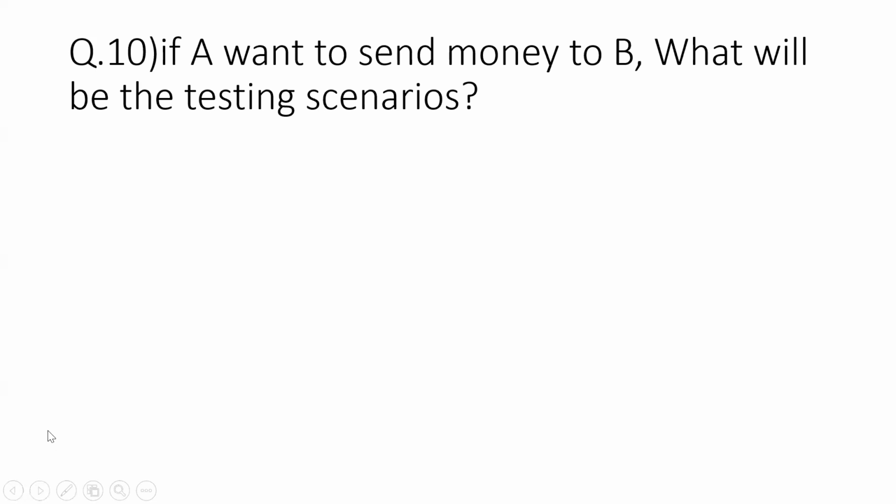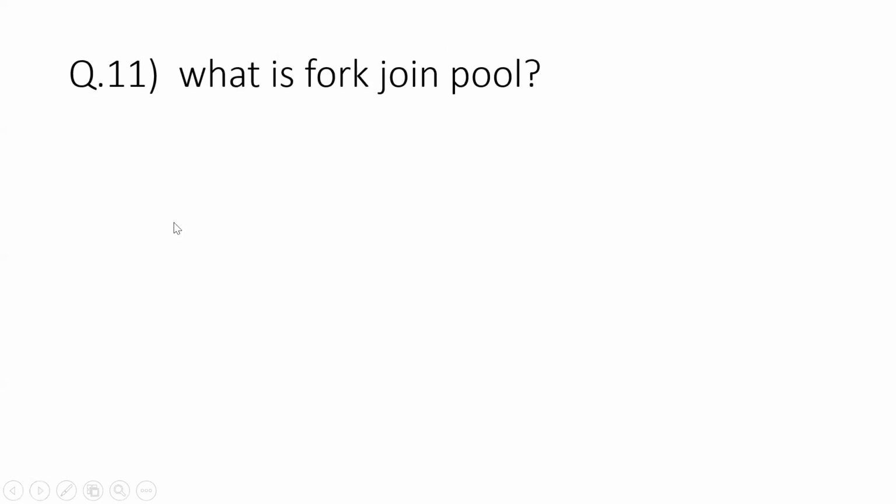Basically, this automation testing interview was for the banking domain, so they were more focused on banking questions to test whether the candidate has knowledge of the banking domain or whether he has worked on it. Then next question was what is a fork join pool.